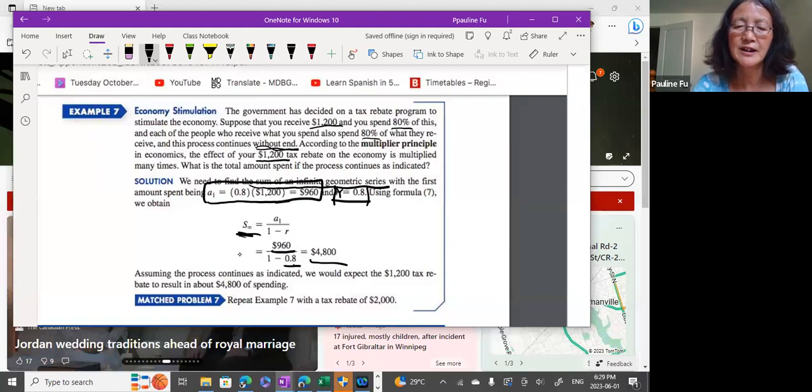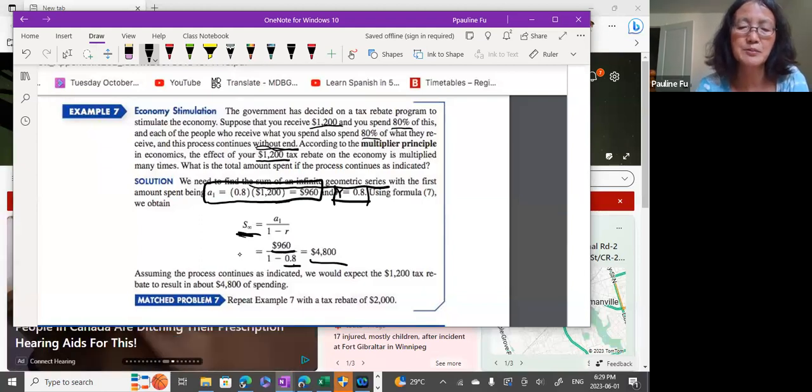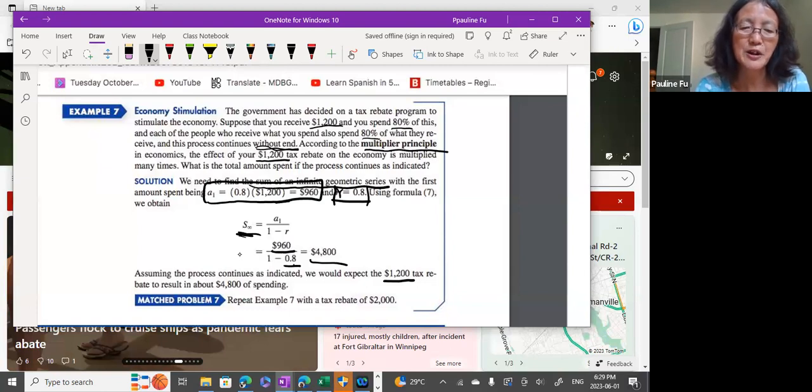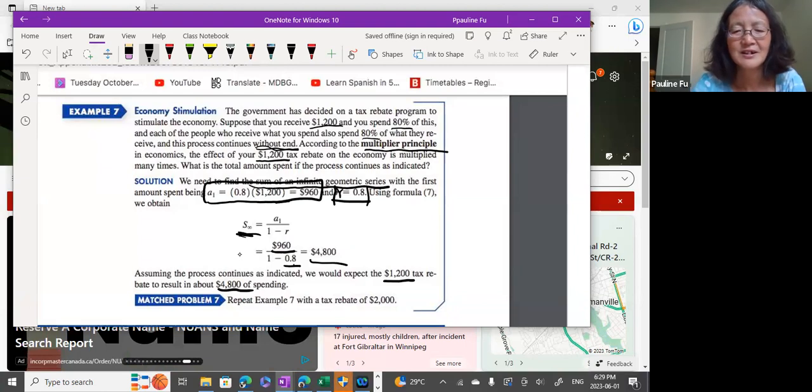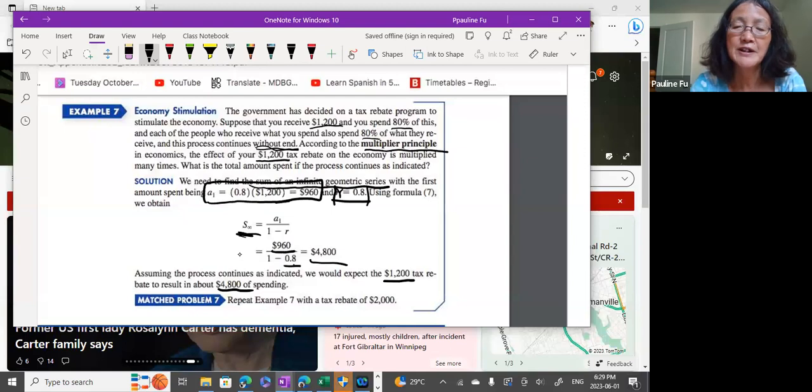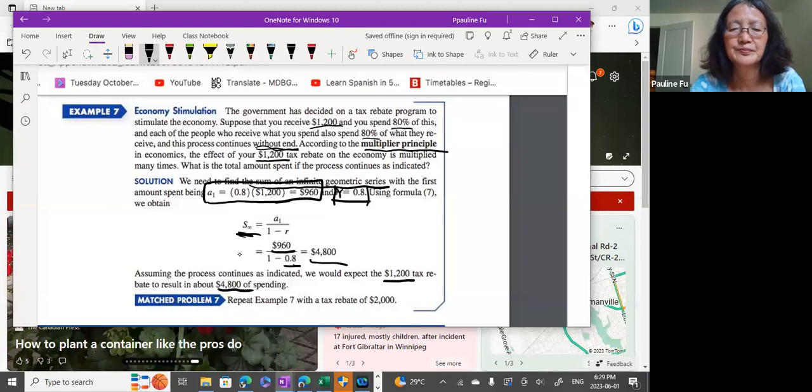So the implication of this problem is that if you are the person who gets the 1,200 tax rebate, because of the multiplier principle in economics, it will result in 4,800 in spending. Okay. So that is the sum of infinite series. Any questions?